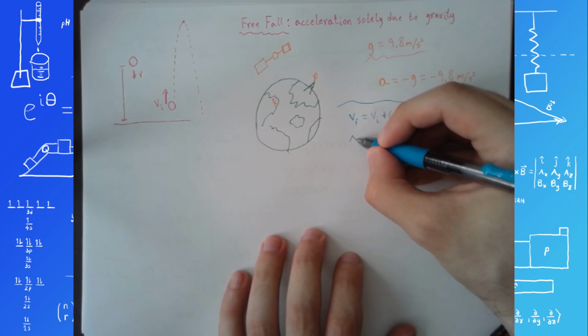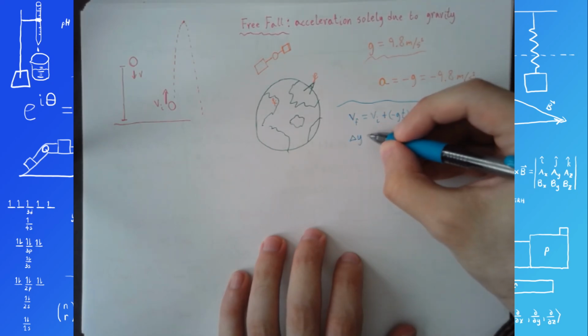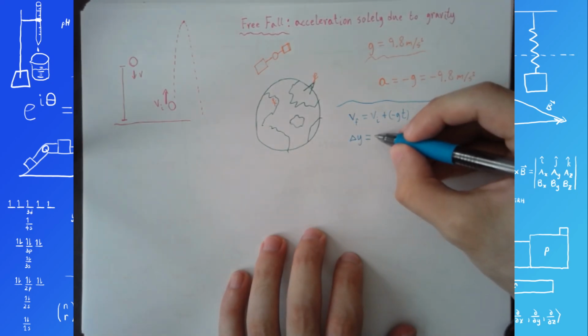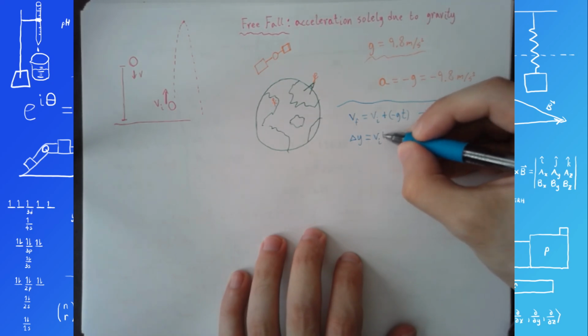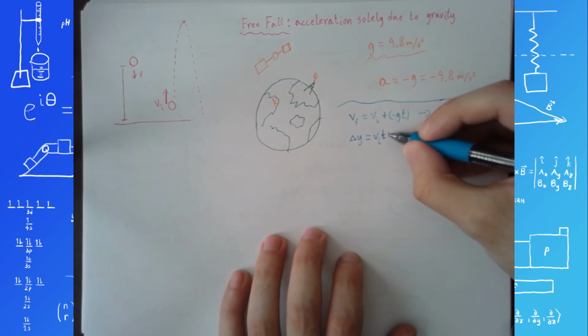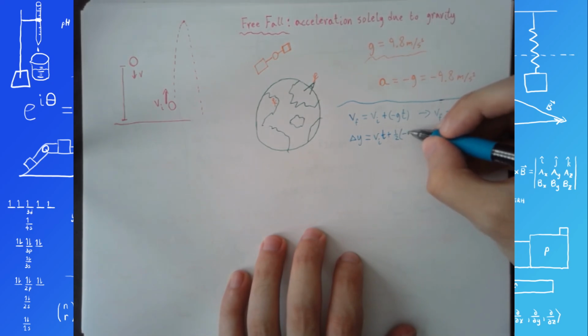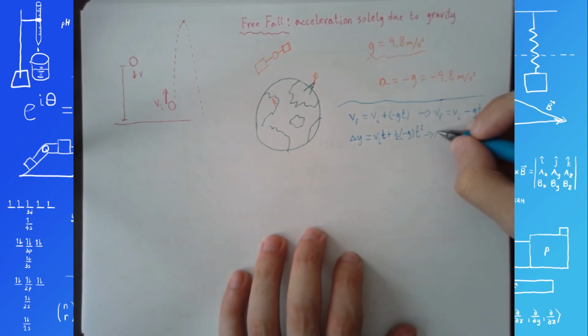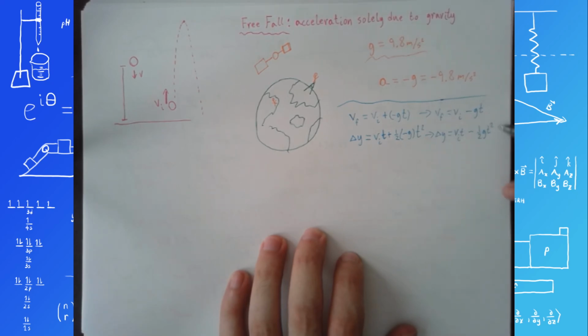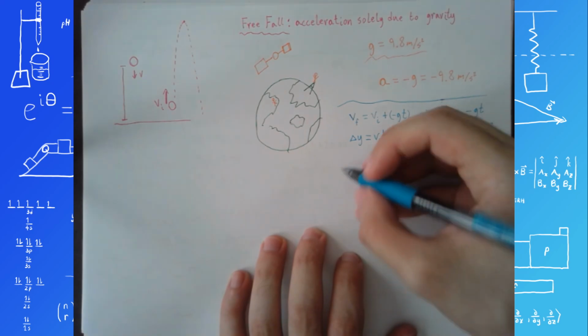Your displacement is now a vertical displacement, so instead of delta x, I'm going to call it delta y equals v initial times t plus 1/2 of the acceleration, negative g, times t squared. This becomes delta y equals v initial t minus 1/2 gt squared, if you prefer to have it simplified like that.